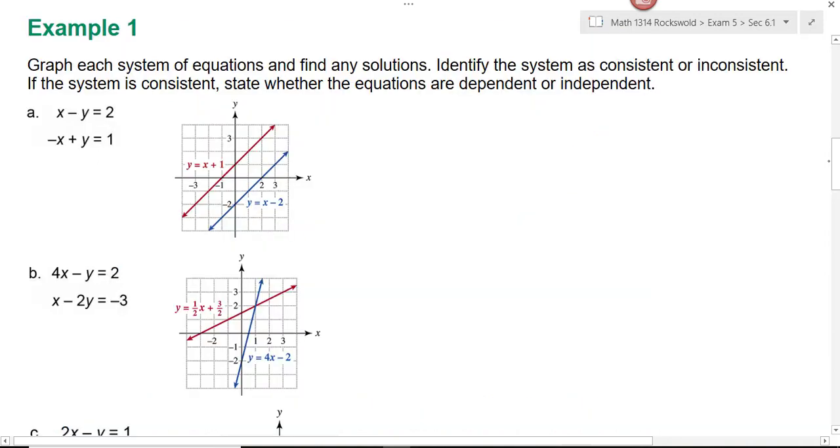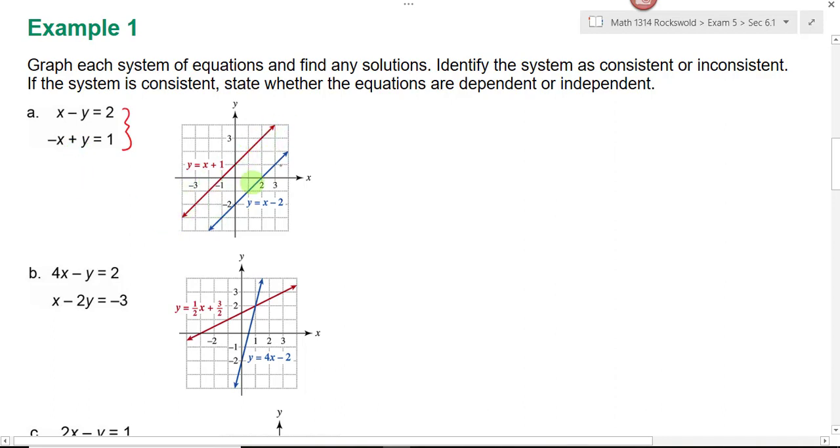So in this first one, we have the system of equations. These two equations considered together is the system of equations. If I were to solve this first equation for y, I would end up with y equals x minus 2. That's the graph of this blue line right here. If I solve this equation for y, I get y equals x plus 1. That's the graph of this red line.